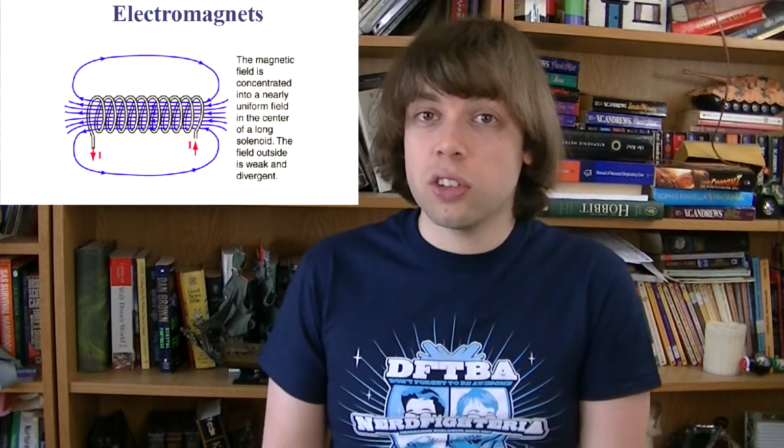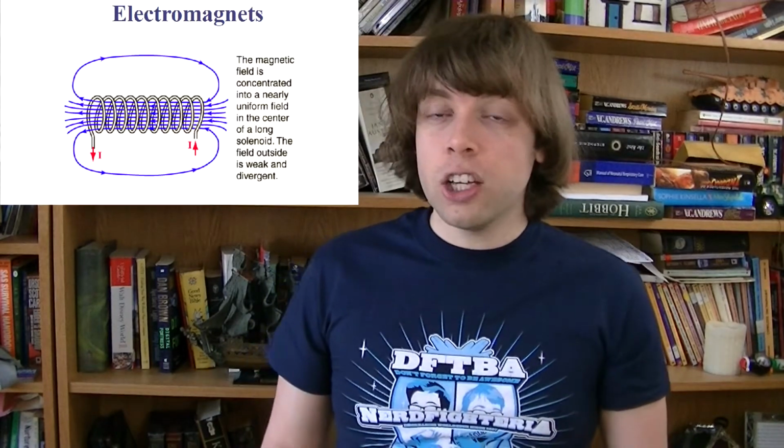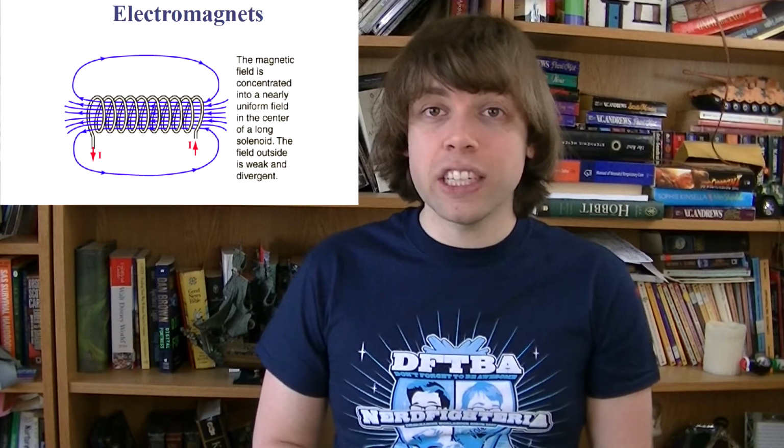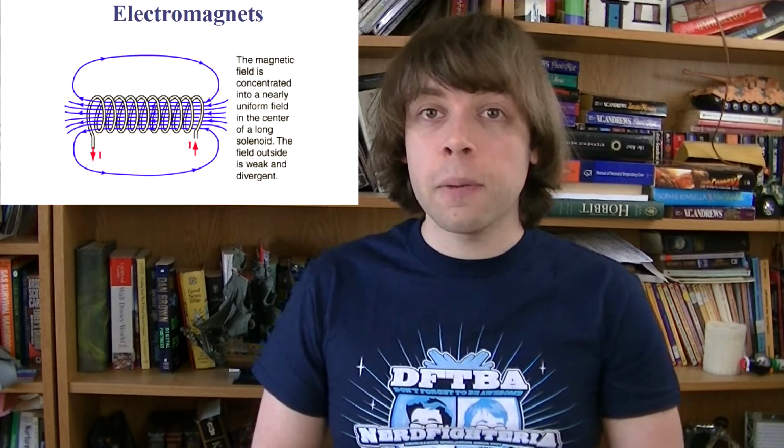They tend to be wound up in coils like this. With an electromagnet, you can turn it off. You can turn it on. You can change the strength of it by increasing or decreasing the current flowing through the wire. And by having this nice controlled environment, we can very easily come up with an equation for the magnetic force produced by such a wire.